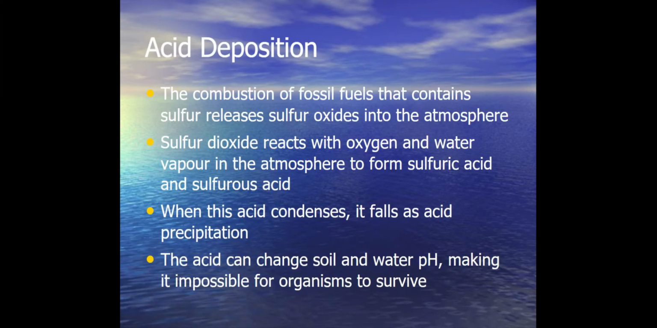With acid deposition, the combustion of fossil fuels has sulfur in it, and that's where the sulfur dioxides come from. This sulfur dioxide reacts with oxygen and water that we already have in the atmosphere, and that's where we get sulfuric acid and sulfurous acid. So just a different form of sulfate in order to get the different types of acid. When acid condenses, so it forms into those droplets, it falls as acid precipitation. So the acid can change the soil and water pH, and that can make it really challenging, if not impossible, for organisms to survive there. So if our water pH is acidic or our soil is acidic, certain organisms are no longer able to live.